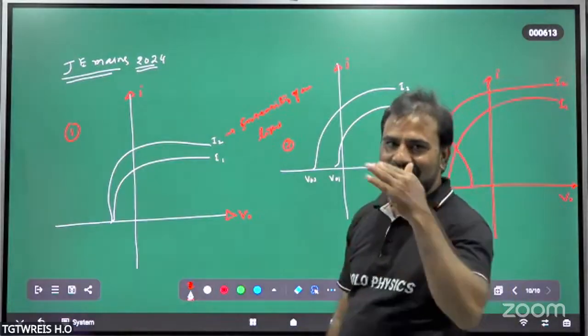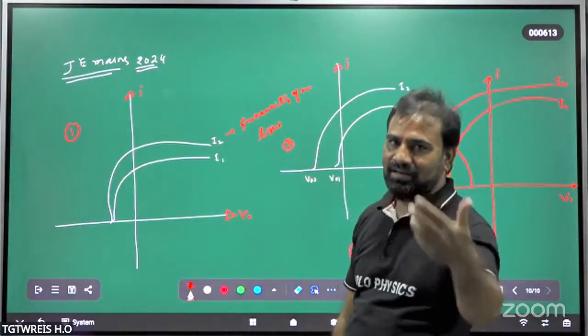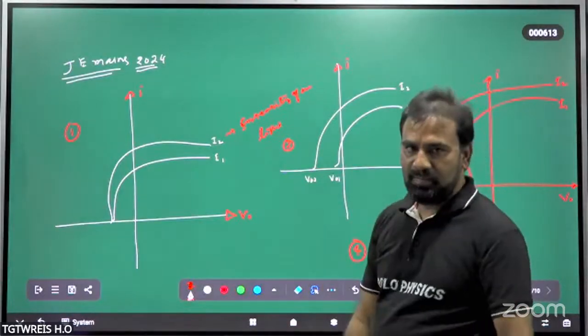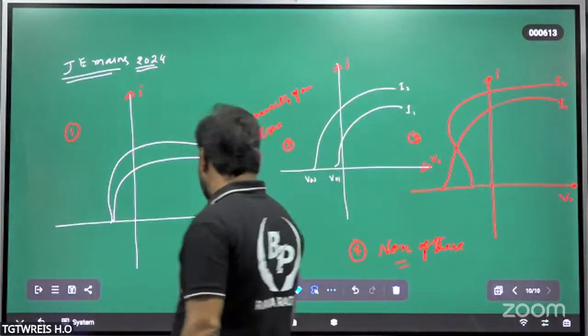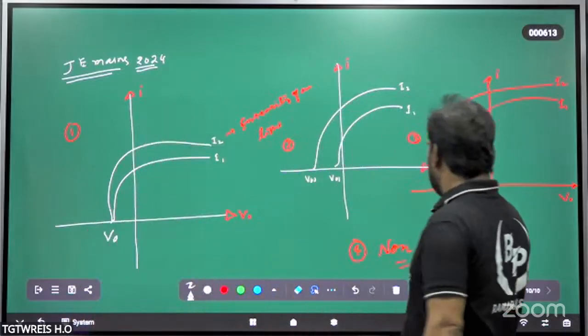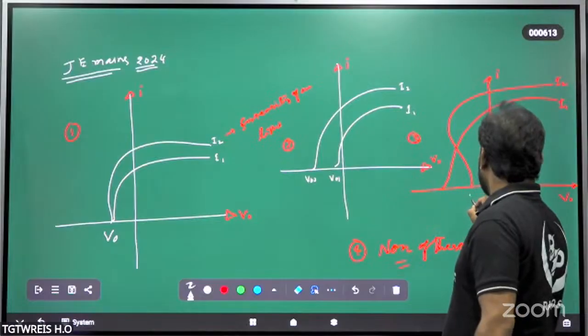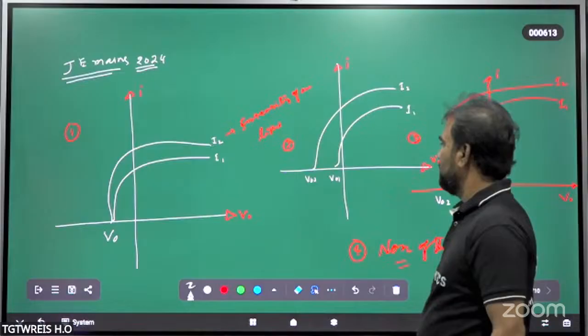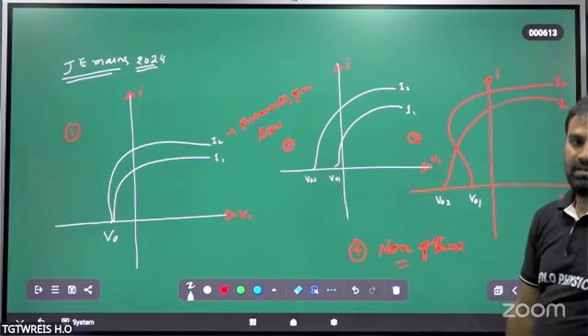Effect of potential on intensity of light. Find which graph gives the correct effect of potential on intensity of light. See, V01 is given here, V02 here, V01 and V02 given, and none of these. Which one is the correct one?